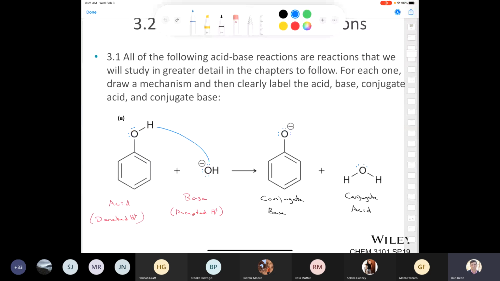We're making a bond, right? Okay, so this is the bond being made. This is the attack of the base on the proton. And then I'm going to show this bond being broken, right? And that pair of electrons is going to have to come over here in order to produce our conjugate base.